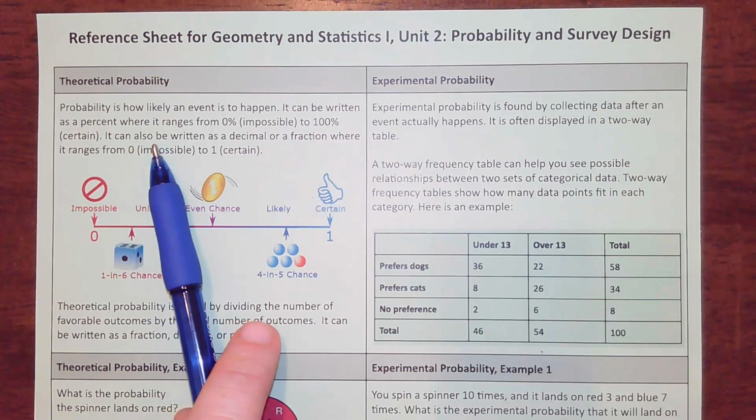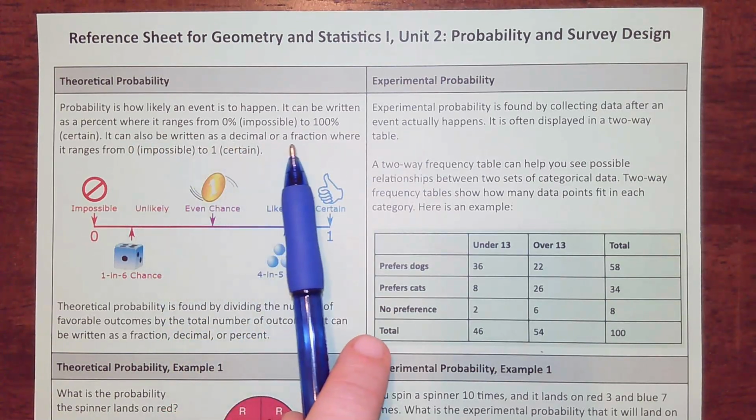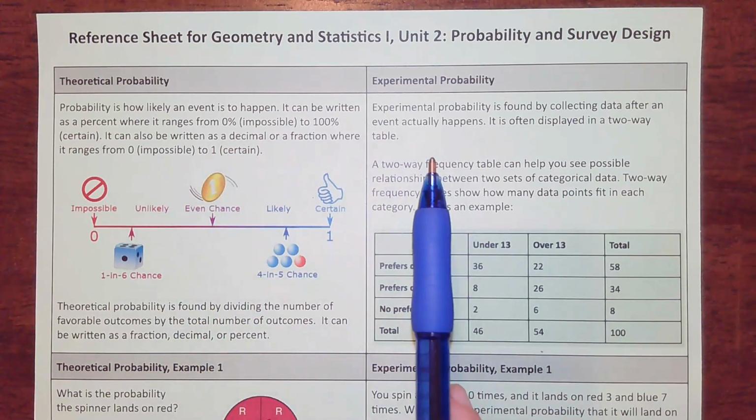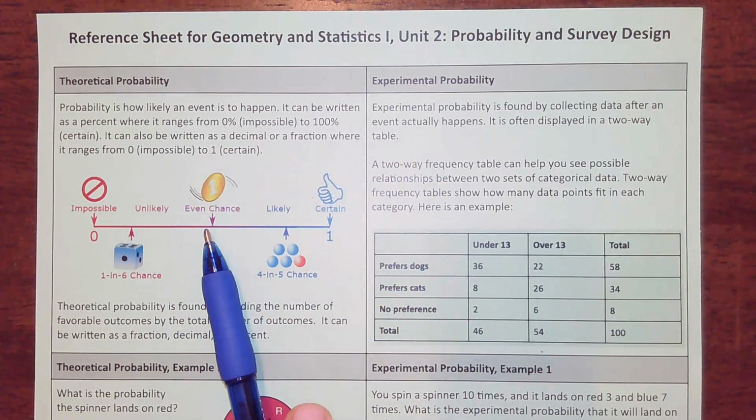Now, probability can also be written as a decimal or as a fraction, where it still ranges from 0 to 1. So instead of 50-50, I could say there's a 1/2 chance of something happening, or 1 out of 2 chance of something happening. That'd mean the same thing. Again, it could be a decimal, a fraction, or a percent.